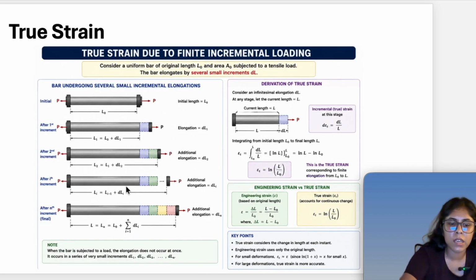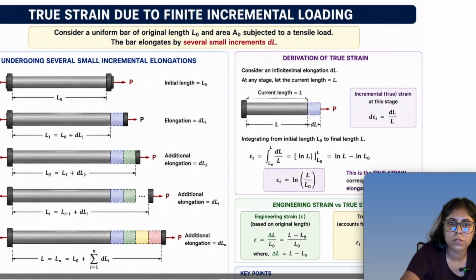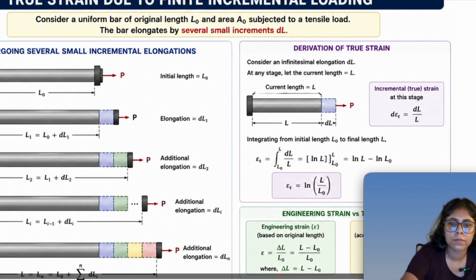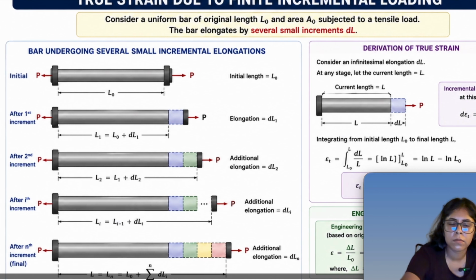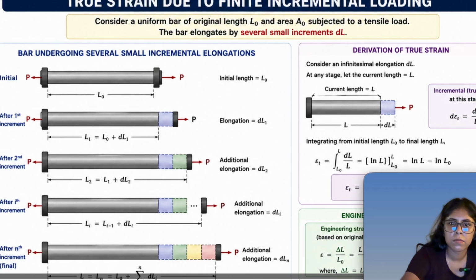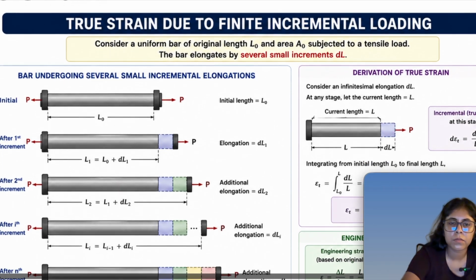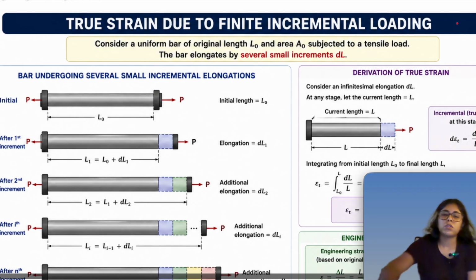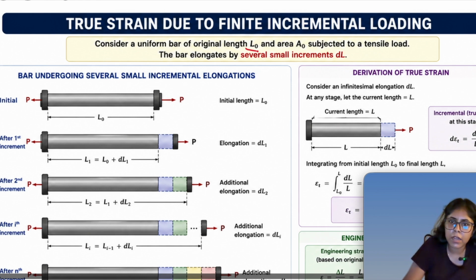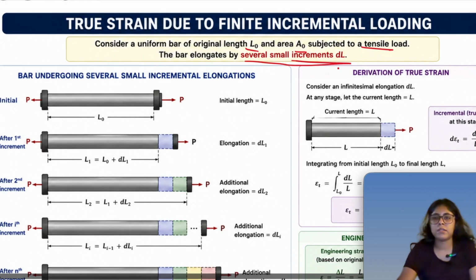Now we see true strain. Let's understand true strain due to finite incremental loading. We consider a uniform bar of original length L naught and area A naught, subjected to tensile load, right? And then the bar elongates by several small increments like dL.